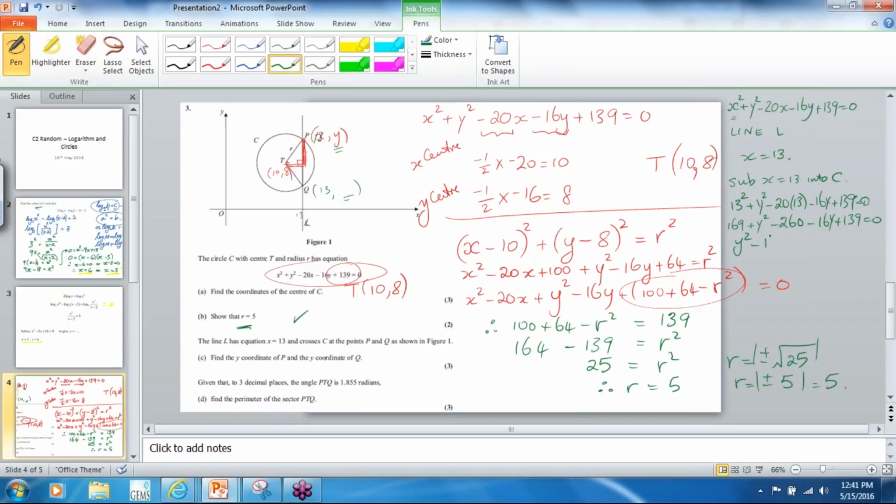So y squared minus 16y, now 169, pick up the calculator, just add 169 minus 260 plus 139, plus 48. Now we can factorize this. It's much easier to factorize. Two numbers are multiplied to give 48 and add to give negative 16.